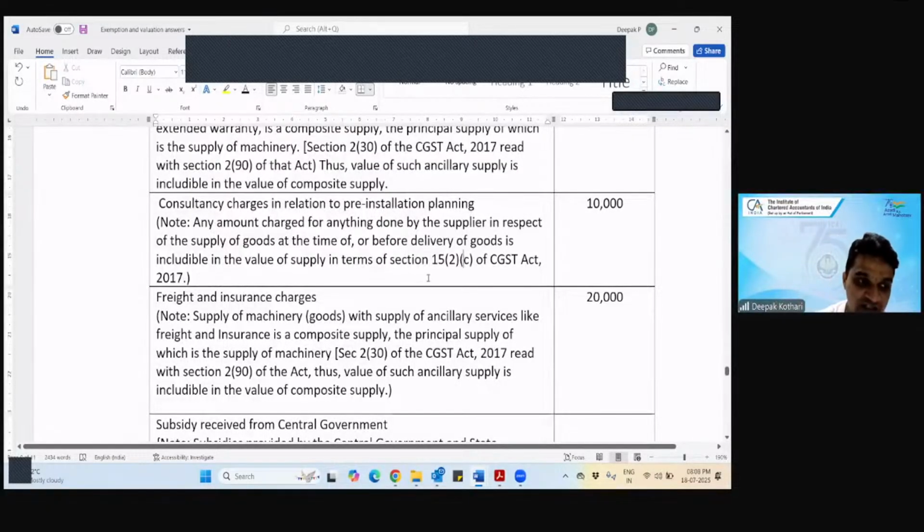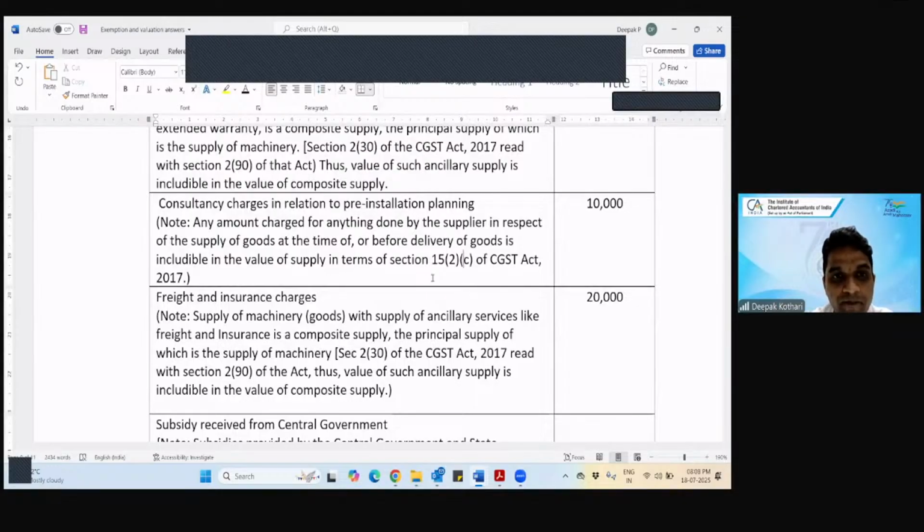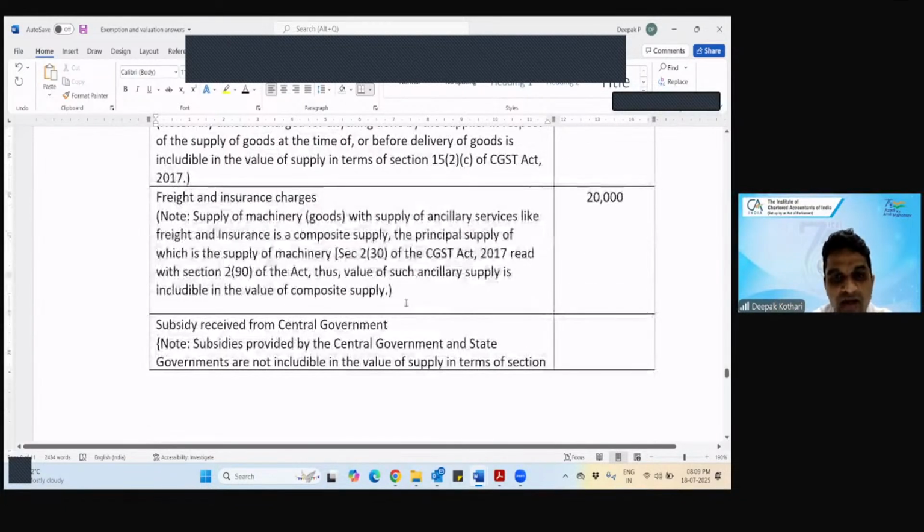If you could just mention section 16 also for addition of any value, I think that will also carry weightage, saying that out of so many provisions, you know at least the main provision. Okay. So consultancy charges in relation to pre-installation planning are to be added, and freight and insurance charges are to be added as well.